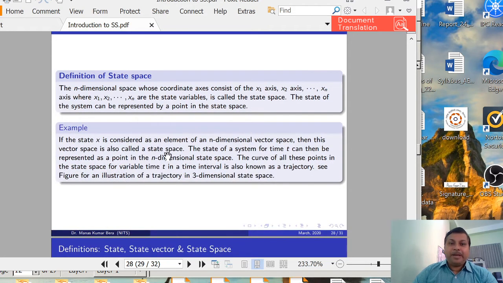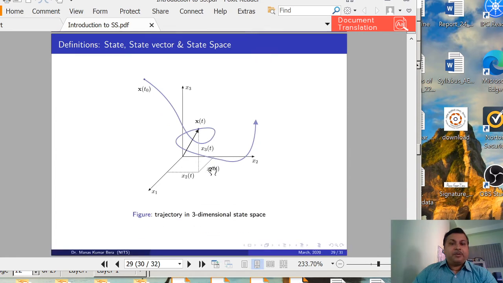What is the example we cited at that time? If the state X is considered as an element of an n-dimensional vector space, then this vector space is also called state space. Now you can understand why the name state space has been given. The state of the system for time t can then be represented as a point in the n-dimensional state space. The curve of all these points in the state space over a time interval is known as the trajectory. So now we can see that one example of the state space is R3.